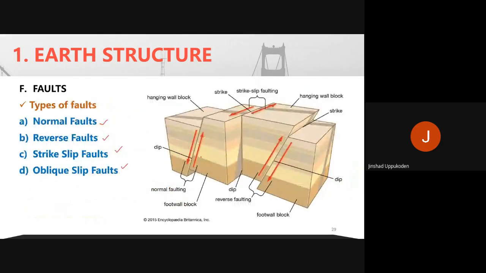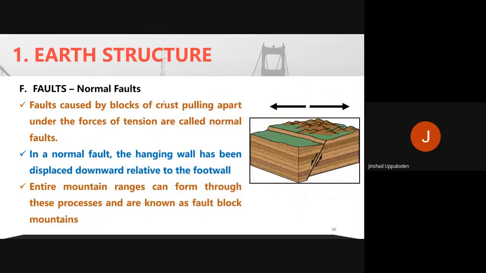Let me show you another figure to understand better. We'll discuss this figure. First, normal faults. If two blocks of the crust are moving away from each other, one in one direction and the other in the other direction, maybe due to some tension forces, we are not going deeper into that part, then the hanging wall will be displaced downwards compared to the foot wall. This is the hanging wall.